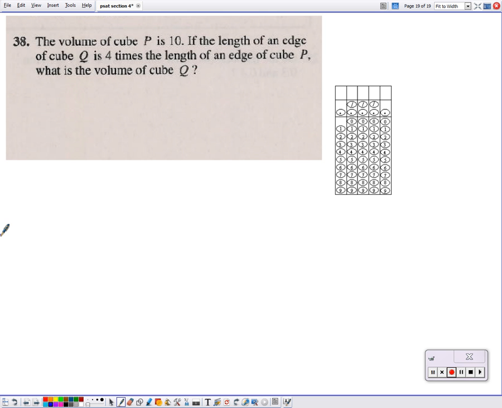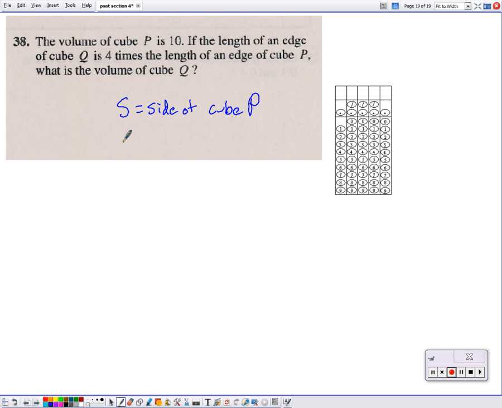Last question in this section. 38. The volume of a cube P is 10. If the length of an edge of a cube Q is 4 times the length of an edge of a cube P, what is the volume of cube Q? Alright, we're going to let S equal the side of cube P.